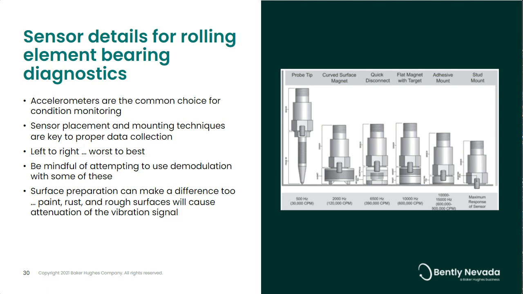This is especially important when we start to discuss the use of early rolling element bearing defect detection algorithms, such as demodulation, because the signals for these defects are typically very high frequency, and if we choose the wrong mounting techniques and attempt to apply these tools, we may jeopardize our ability to effectively see these defects. Also, surface preparation is just as important because things like paint, rust, or rough surfaces can cause attenuation or reduction in amplitude of the signals that we are hoping to capture.